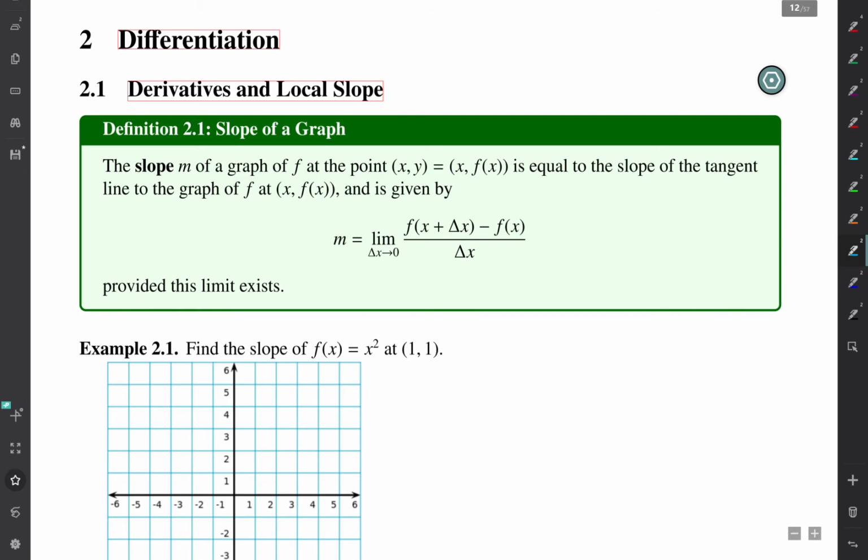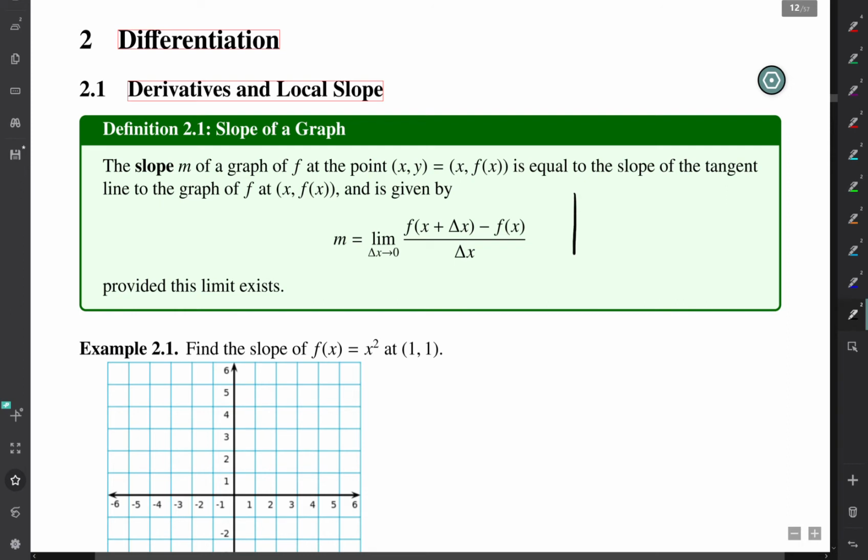Okay, so before we get started with our examples, I want to take a look at the definition of what is the slope of a curve at a point x, y, or x comma f of x. And let me just draw a quick schematic to explain this.